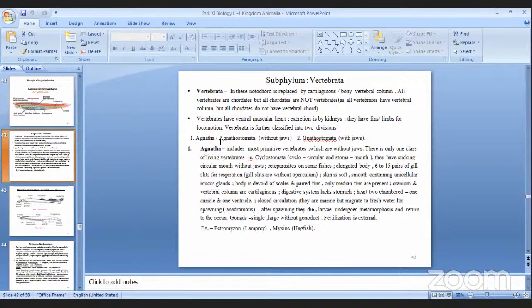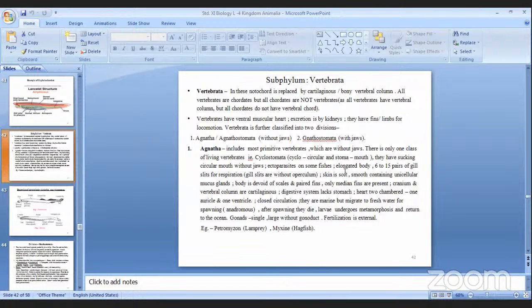Now first let's take up agnatha. It includes the most primitive type of vertebrates, which are without jaws. There is only one class of living vertebrate, that is cyclostomata. Cyclo means circular and stoma means mouth, so they have a circular mouth. They have a sucking circular mouth without jaws. They can act as ectoparasites on some fishes.